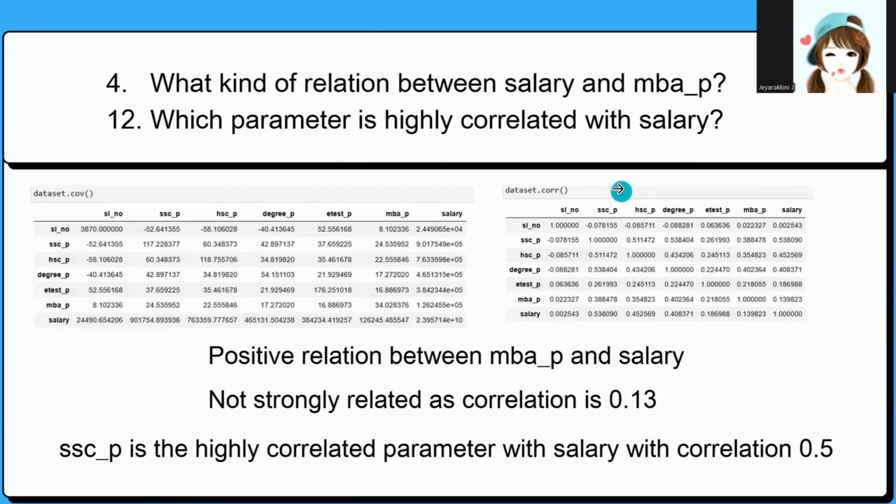And the highly correlated parameter we find, at 0.53, is SSC percentage. Again, our 10th pass percentage seems to have some kind of relationship with the salary.